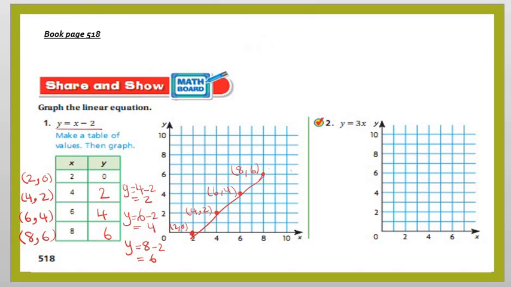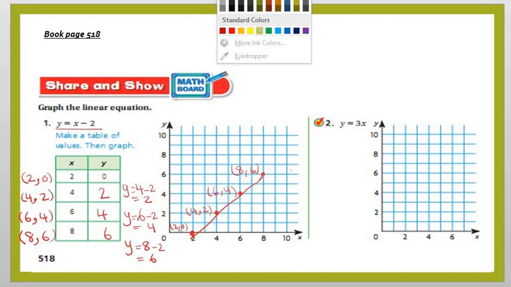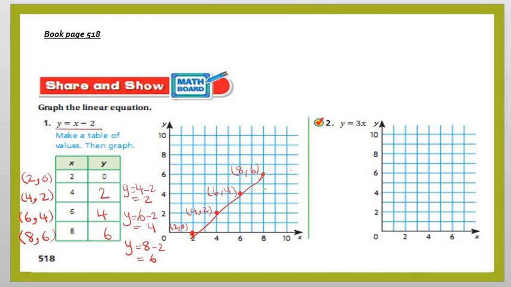Can someone tell me if this is a solution? This point here, what's this point? I didn't change the color, I don't know why. Okay. This point here, is this a solution? What's this point? What is the ordered pair here?